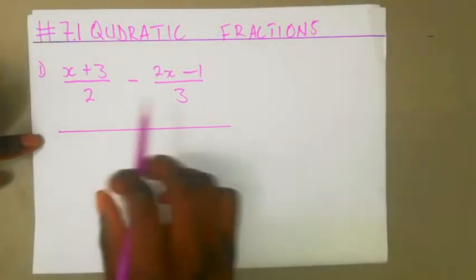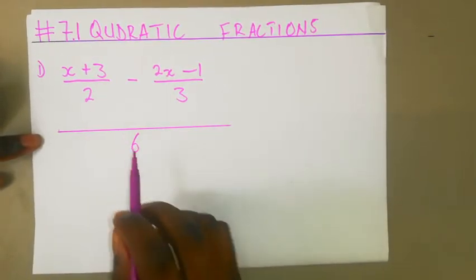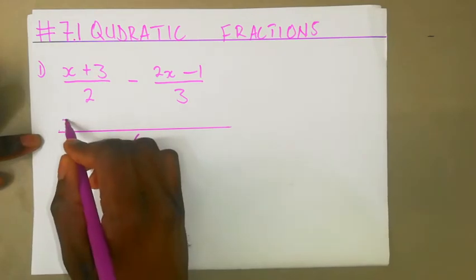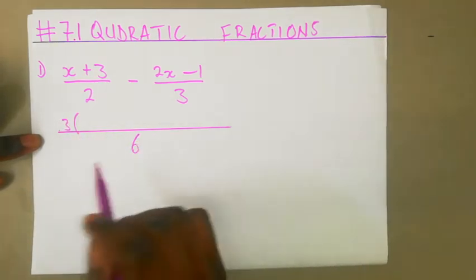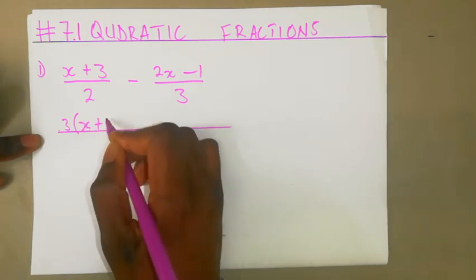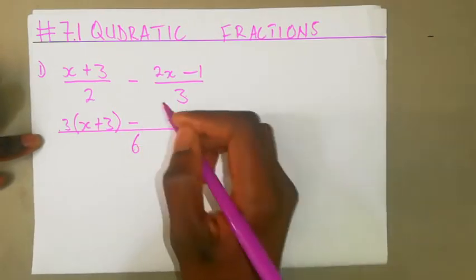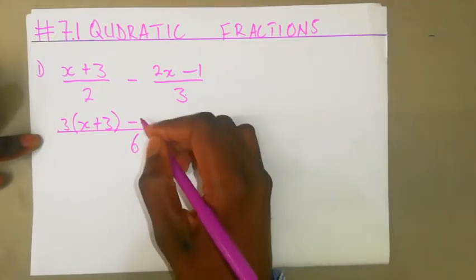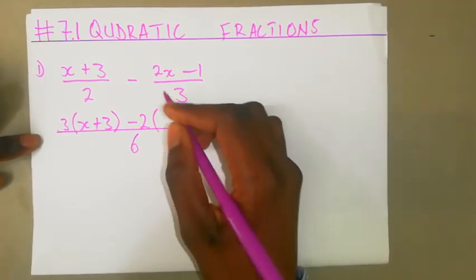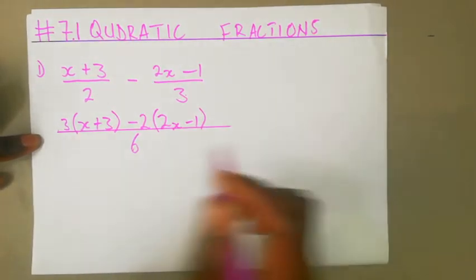So I'll say 2 times 3, that's 6. Then 2 into 6, that's 3. It's that same procedure. Your answer will multiply the numerator, x plus 3, you close. Then 3 into 6, that's 2. So I'm going to say negative, I'm taking this negative sign, 2, then bracket 2x minus 1, then close.